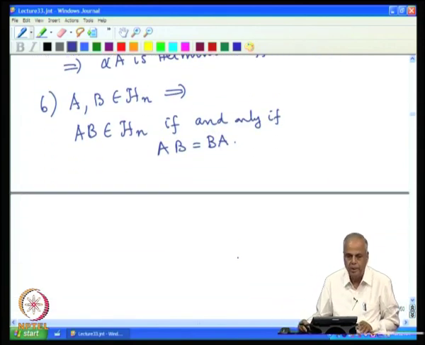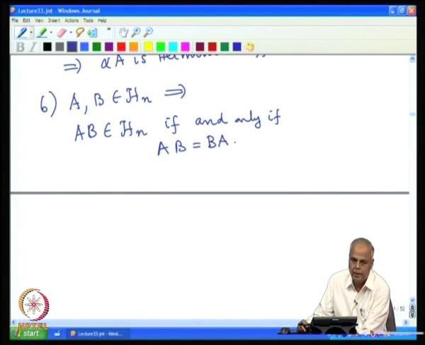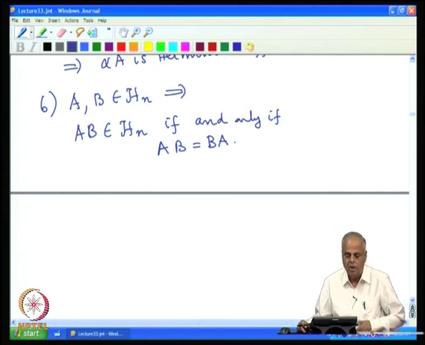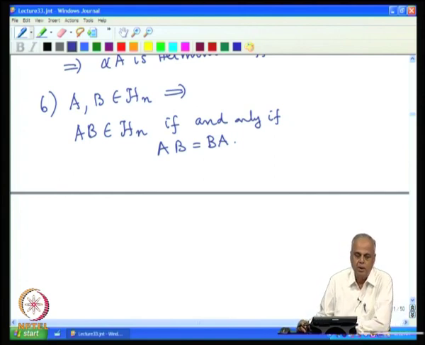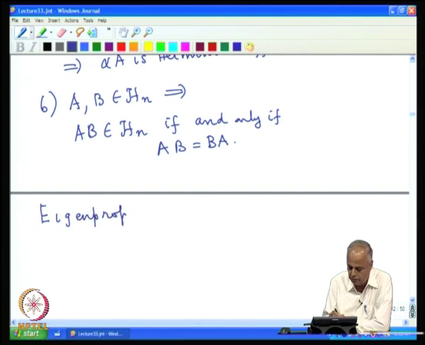Now, we mentioned that we are going to study Hermitian matrices in detail because they possess some nice eigen properties. So, we shall now begin our study of eigen properties of Hermitian matrices.